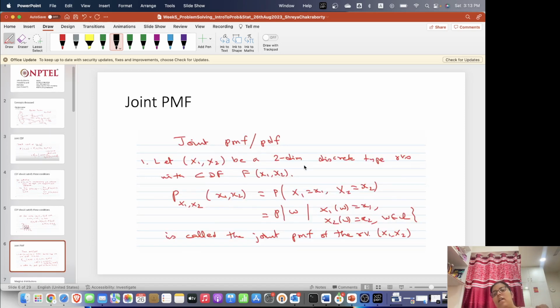Okay, then we learned how to represent a joint PMF. This is not a PDF, we write it as a PMF for a discrete case. So for a discrete case, if we have X1 and X2 as two-dimensional discrete type random variables, then the probability mass function is given by the probability that X1 equals small x1 and X2 equals small x2. This is called the joint PMF.